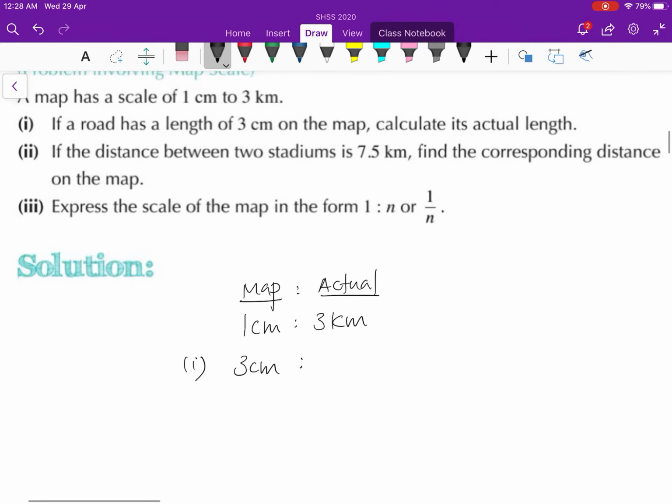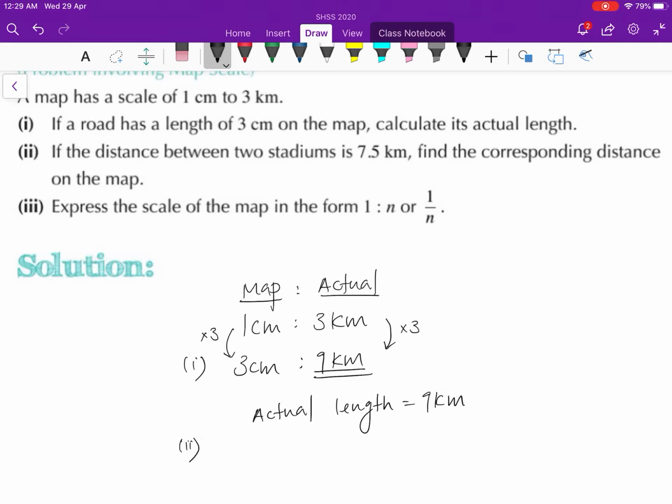Very simple. If I were to multiply by 3 on the left, what do I need to do on the right? I also need to multiply by 3. So my answer is 9 kilometers actual length. But this is a ratio. We are not asking for a ratio. We are asking you to calculate its actual length. So you still need to write down your answer. Actual length is equals to 9 kilometers. That is part 1.